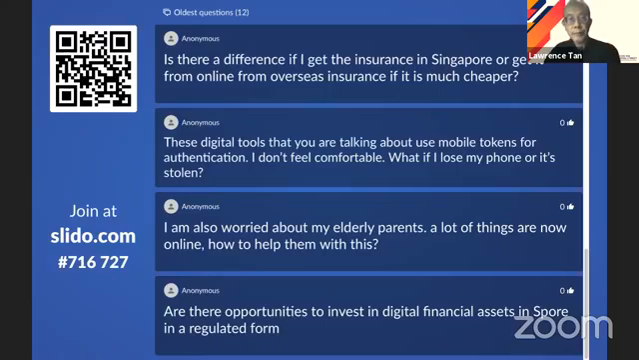Okay. Next question. These digital tools that you're talking about use mobile tokens for authentication. I don't feel comfortable. What if I lose my phone or it is stolen? Okay, so I think this can apply to MyMoneySense or also perhaps your banking apps as well. MyMoneySense uses SingPass, right? Yeah, and it's not really a token, if I understand. Yeah, you are right.